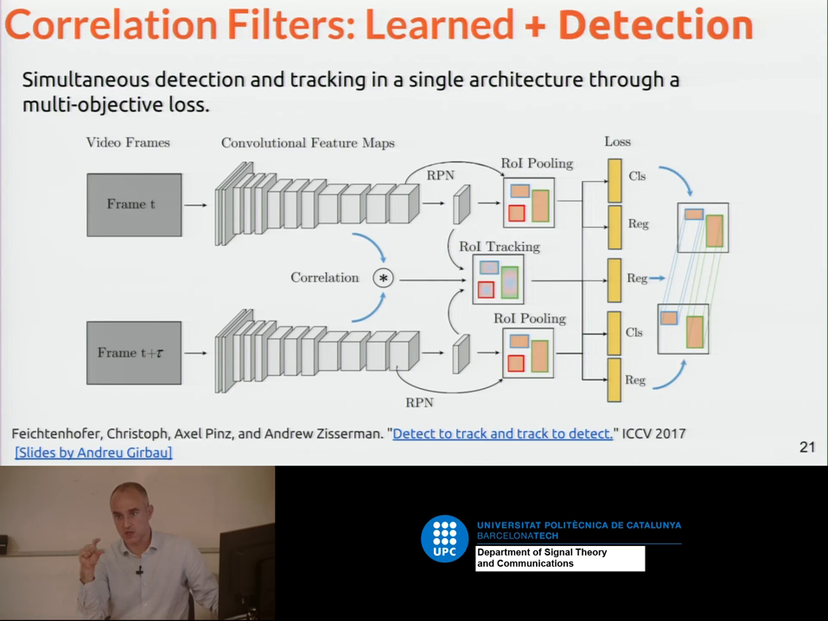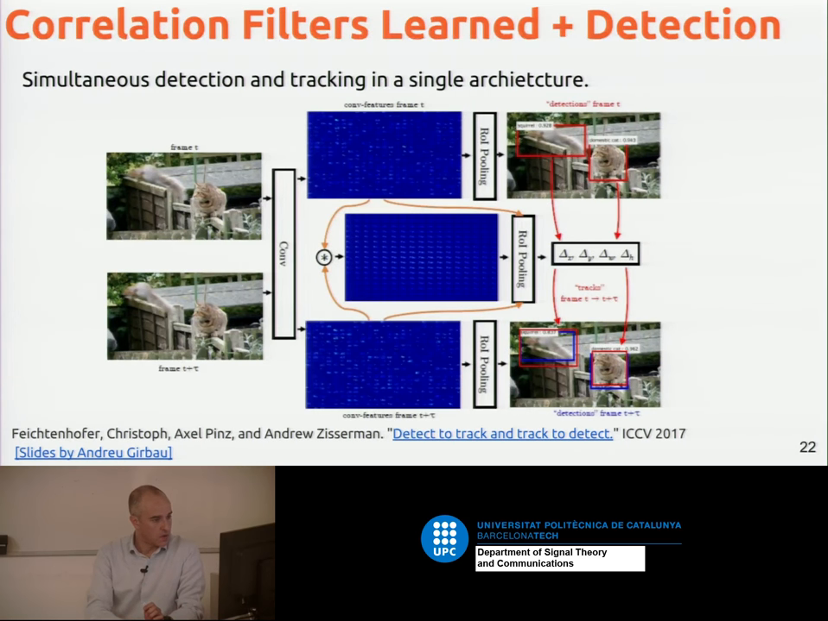So the idea is that you have a fixed size 2D feature map over which you are going to classify, and in this case, also the regression of the boxes. Okay, and then they did something like ROI pooling. They introduced something called ROI tracking, which is similar to ROI pooling, but across two different frames. Okay.